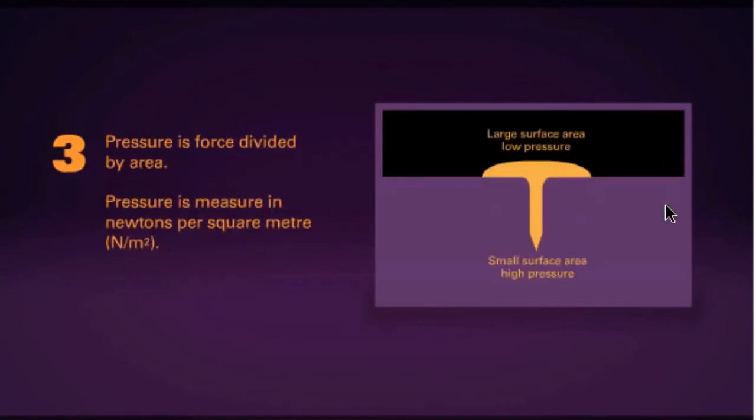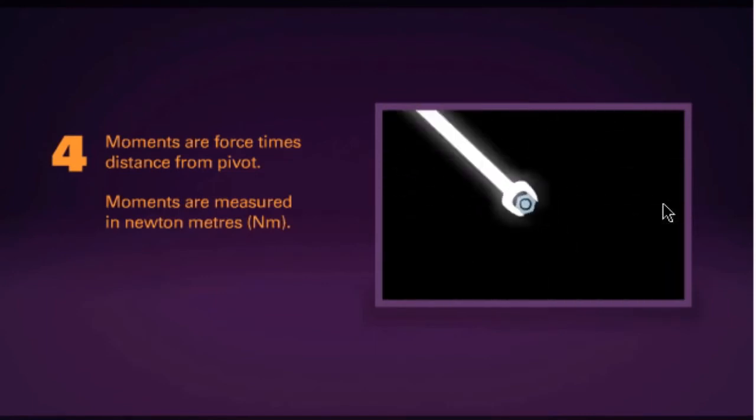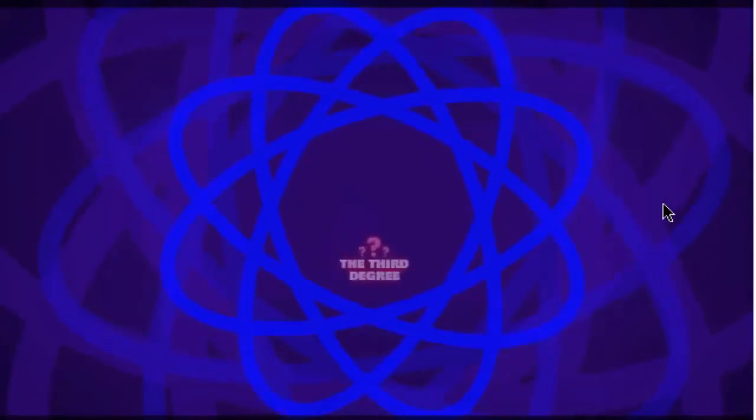Pressure is force divided by area and we measure it in newtons per square metre. Moments are force times distance from the pivot. They're measured in Newton metres. I hope you're ready because it's time for a test.